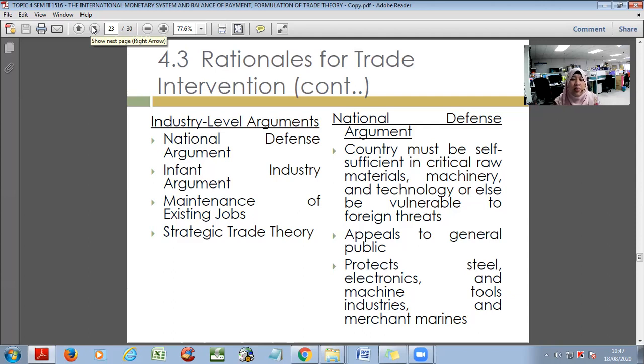So basically, when we're talking about the national defense argument here, the critical raw materials, machinery, and technology, or else the country becomes vulnerable to foreign threats. Because we have a kind of protectionism, that's why the government is protecting Proton by imposing quite a high tax on imported cars, just to protect the local car.